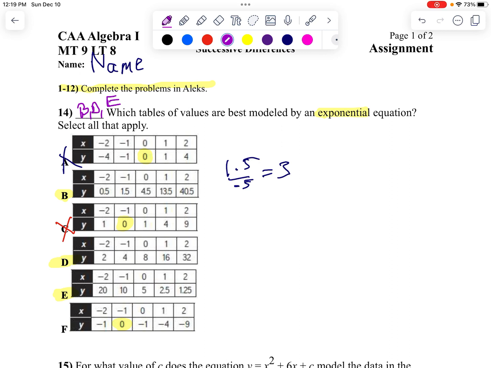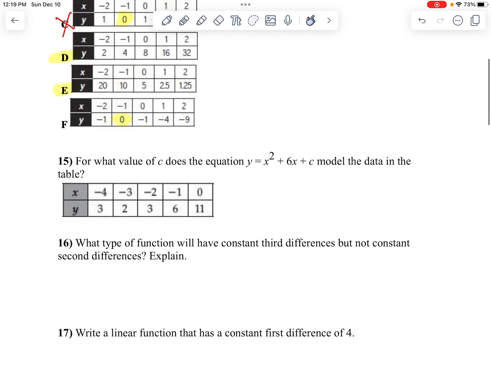Okay, let's take a look at our next one here. For what value of C? So we have this quadratic here, don't we? Well, my y-intercept is C, isn't it? So C is going to have to be 11 because when x is 0, y is 11. So I'm going to say C equals 11.